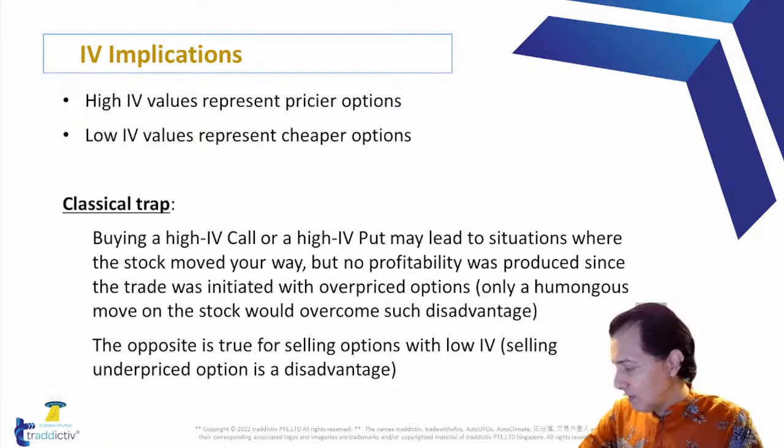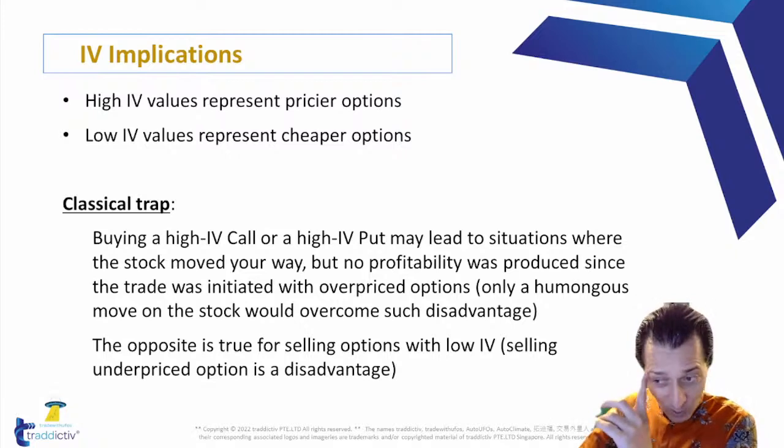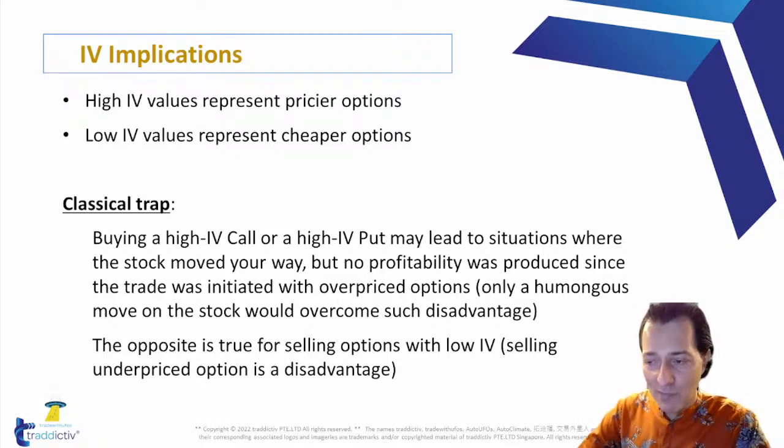And very well said, Natalie. Cheap. When you buy options, you want them to be cheap, right? So what if you bought a high implied volatility call or a high implied volatility put? Well, as it says on the top of the slide, high implied volatility values represent pricey options. So if you bought a pricey option, that's starting at a disadvantage because you bought something expensive while it could become more expensive.